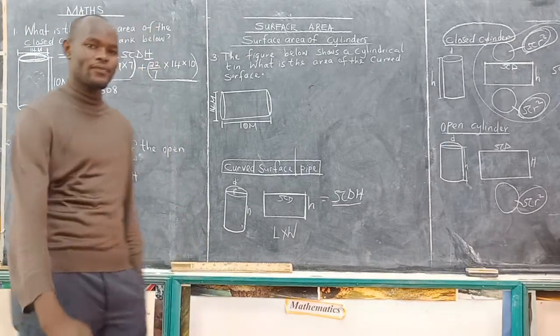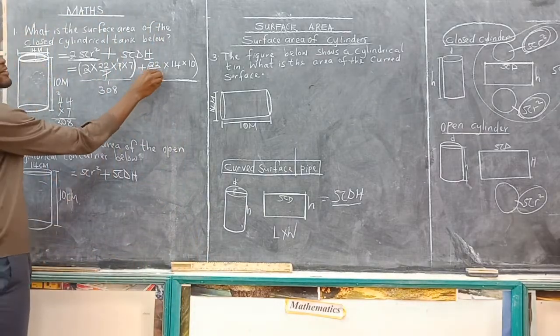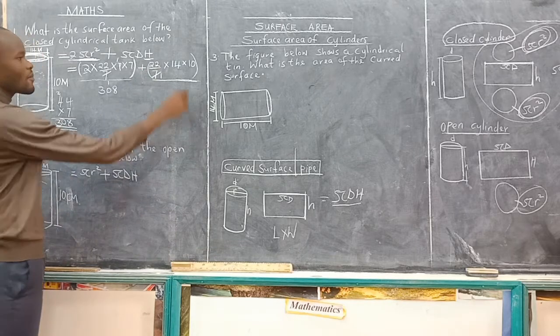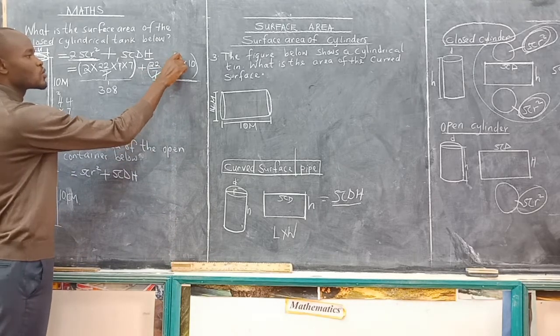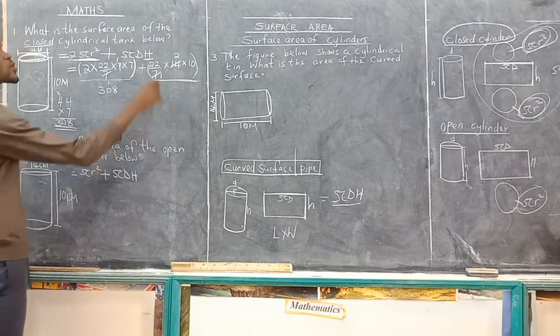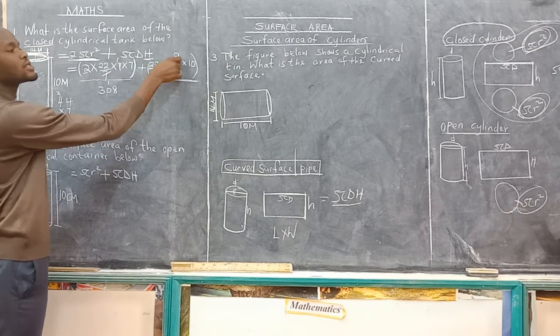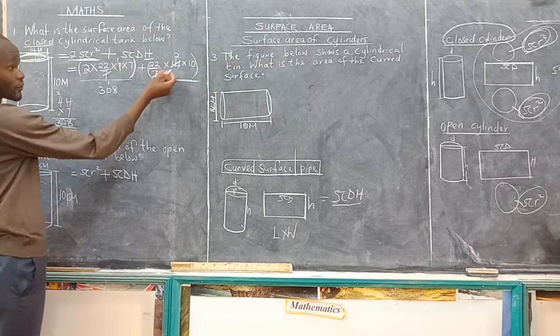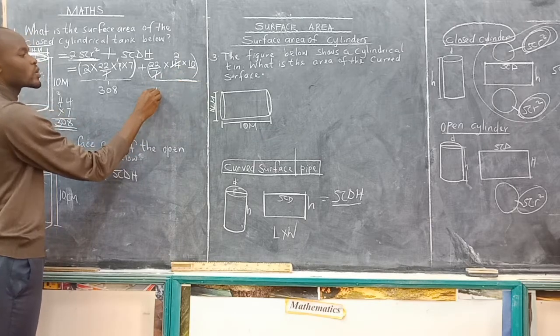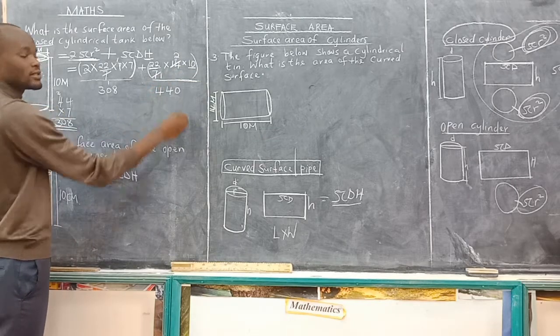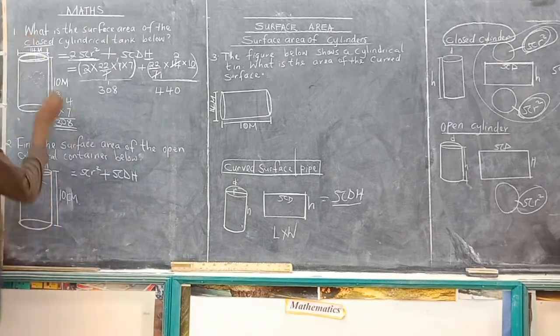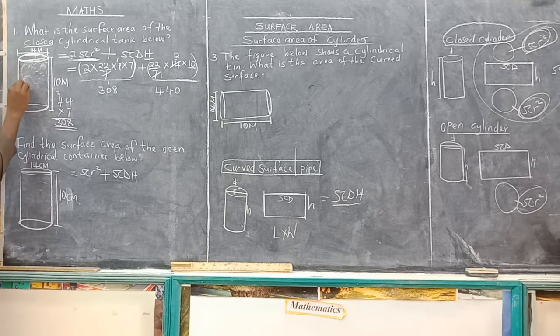Let us simplify together. 14 divided by 7, you get 2. So we have 22 times 2, you get 44. 44 times 10, you get 440. What is 440? That is the area of the curved surface.